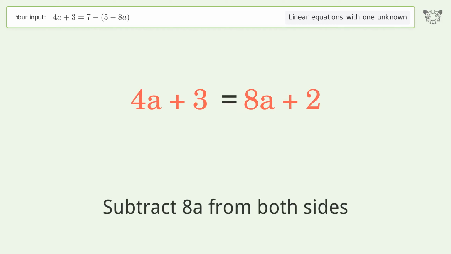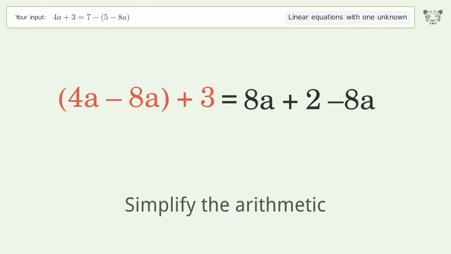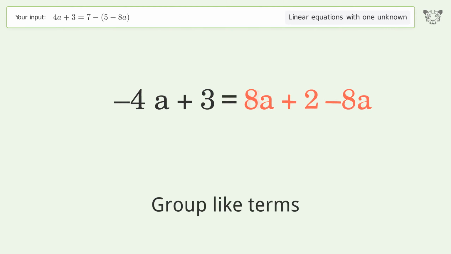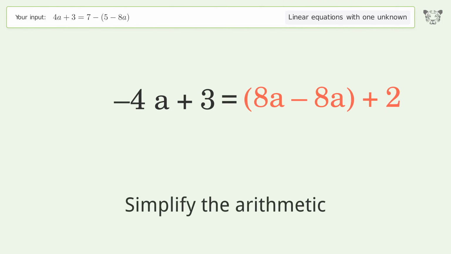Subtract 8a from both sides. Group like terms. Simplify the arithmetic. Group like terms. Simplify the arithmetic.